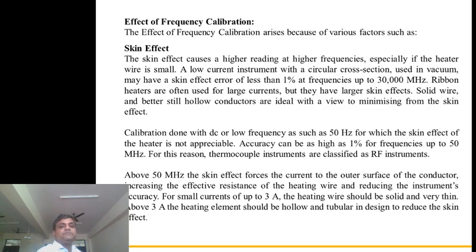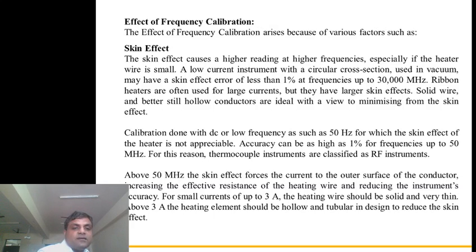Then we use frequency calibration, so that this particular device is used for radio frequency measurement. The effect of frequency calibration arises because of various factors. The first factor is skin effect, which causes a higher reading at higher frequency, especially if the heater wire is small. A low current instrument with circular cross section used in vacuum may have a skin effect error of less than 1% of frequency. Ribbon heaters are often used for large current, but they have larger skin effect.